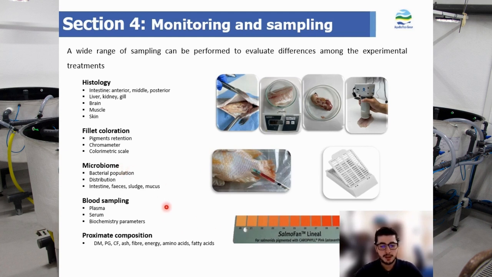Microbiome: you can assess the bacterial population and its distribution in intestine, feces, sludge, mucus. Blood sampling is performed to check plasma, serum, and, for example, some biochemistry parameters. And lastly, proximate composition, such as dry matter, protein content, crude fat, ash, fiber, energy, amino acids, fatty acids, to have a general overview of the tested diets and the effect that they have on the composition and even on the organoleptic parameters of a fillet, of a muscle.